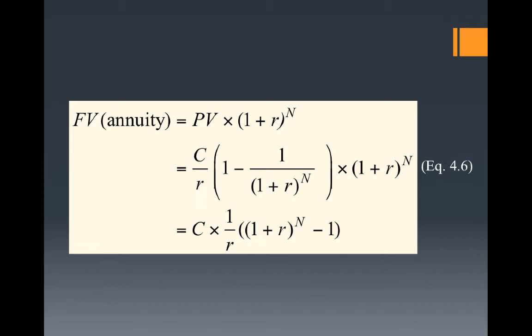What is the future value of an annuity? This is another big, hairy formula. You're mostly going to be using your financial calculator when you compute annuities. However, it's important to understand and to know the formula. And it's right here, equation 4-6. And simplified, it's C times 1 over R times (1 plus R)^n minus 1. Rearranging the present value of an annuity gives you the future value of an annuity.